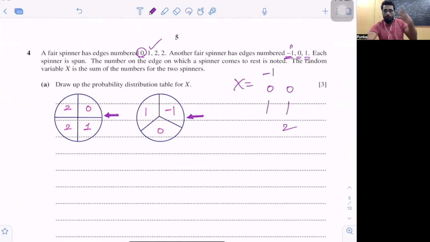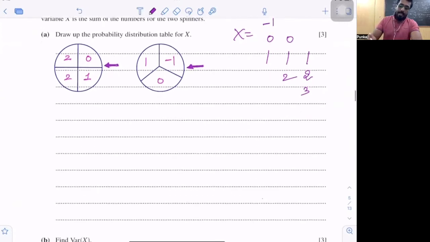Up till now, we have got 4 different numbers that x can have: -1, 0, 1, and 2. The next number is 2, and for it the value of x is going to be the same way. So that's 2 minus 1, which is 1, 2 plus 0, that's 2, and 2 plus 1, that's 3. So x can have values -1, 0, 1, 2, or 3.